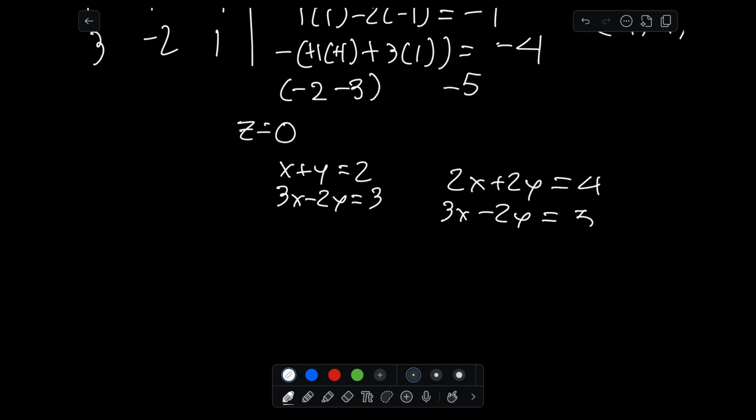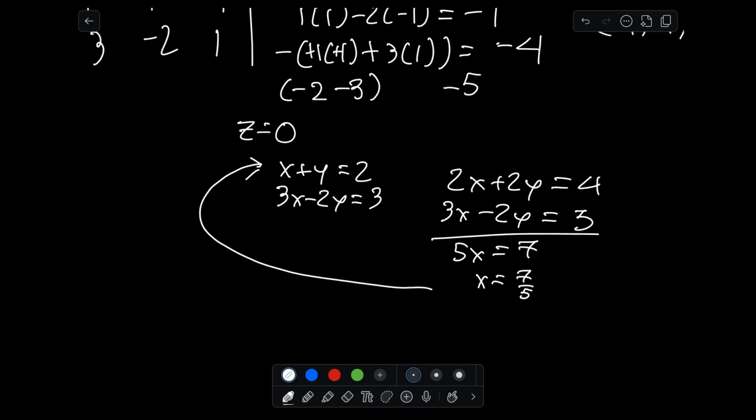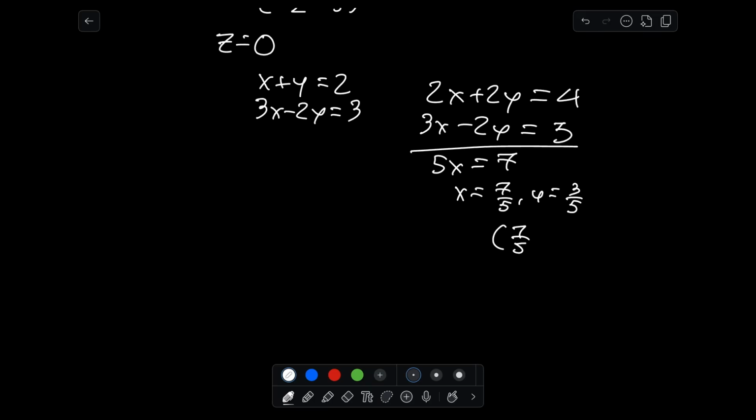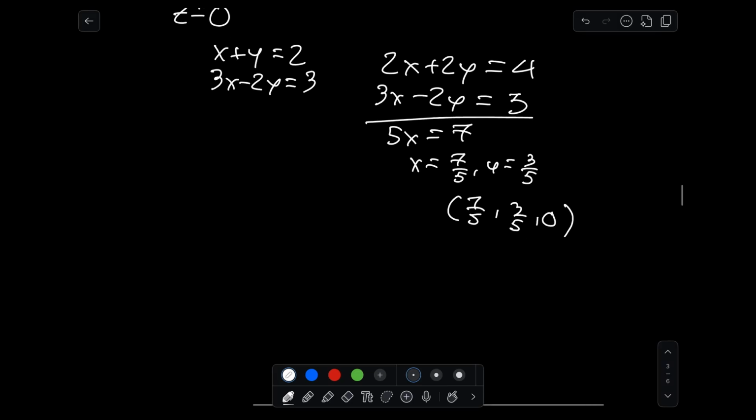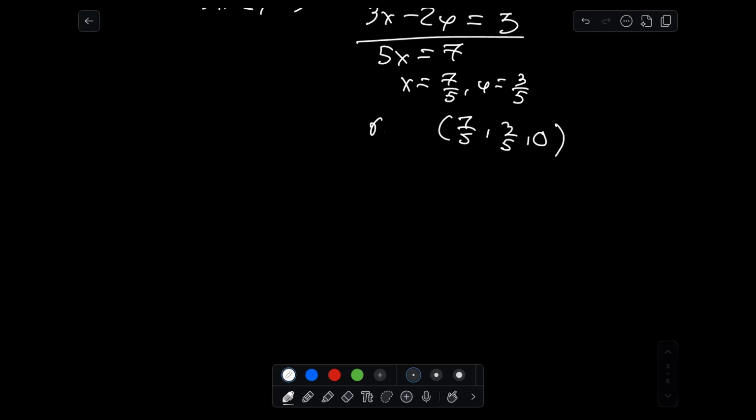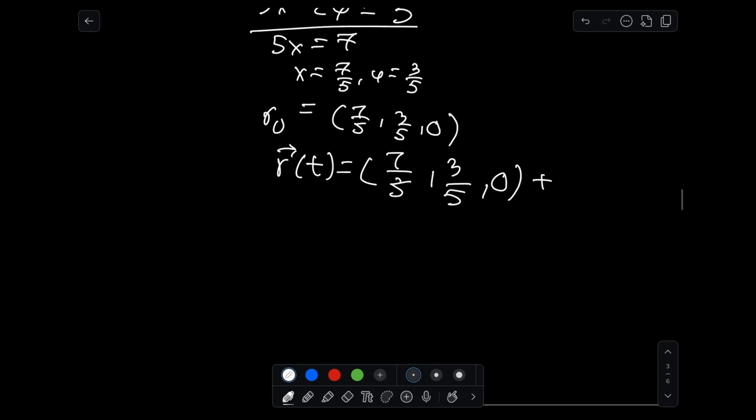And then we just add these up to get 5x equals 7, x equals 7 over 5. We plug it back into this original equation. So that means we know that y is going to be equal to 3/5. And now we have our point, 7 over 5, 3 over 5, 0. And then that's going to be our r naught, not r naught, but the arrow, because it's not a vector, it's a point. Let me get to that. r of t equals this.